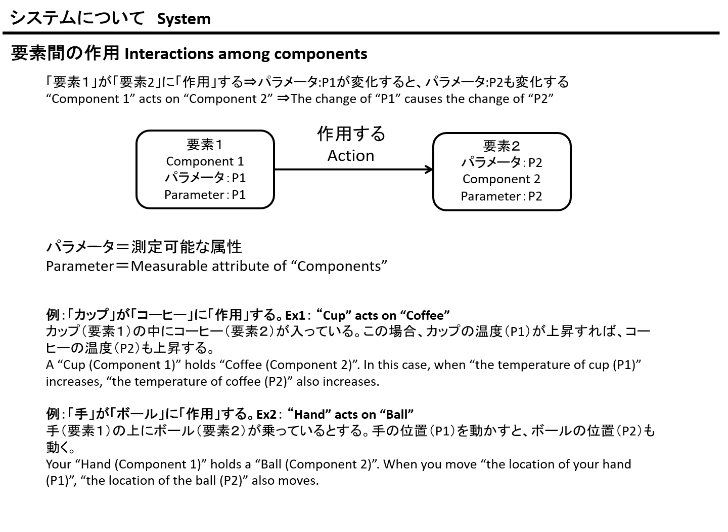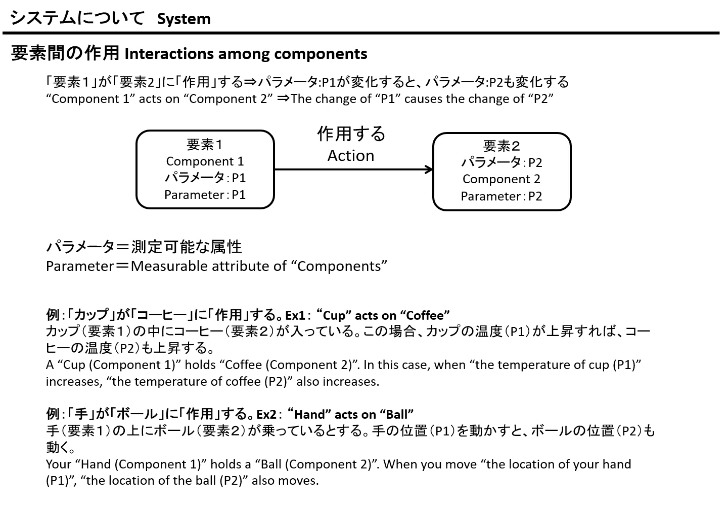Then I have used the word interactions among components. Then what are interactions? I mean action among components. So let me use an example: when we say component 1 acts on component 2, this means that the change of parameter 1 causes the change of parameter 2, as shown in this figure. What a parameter means here is a kind of measurable attribute of components.